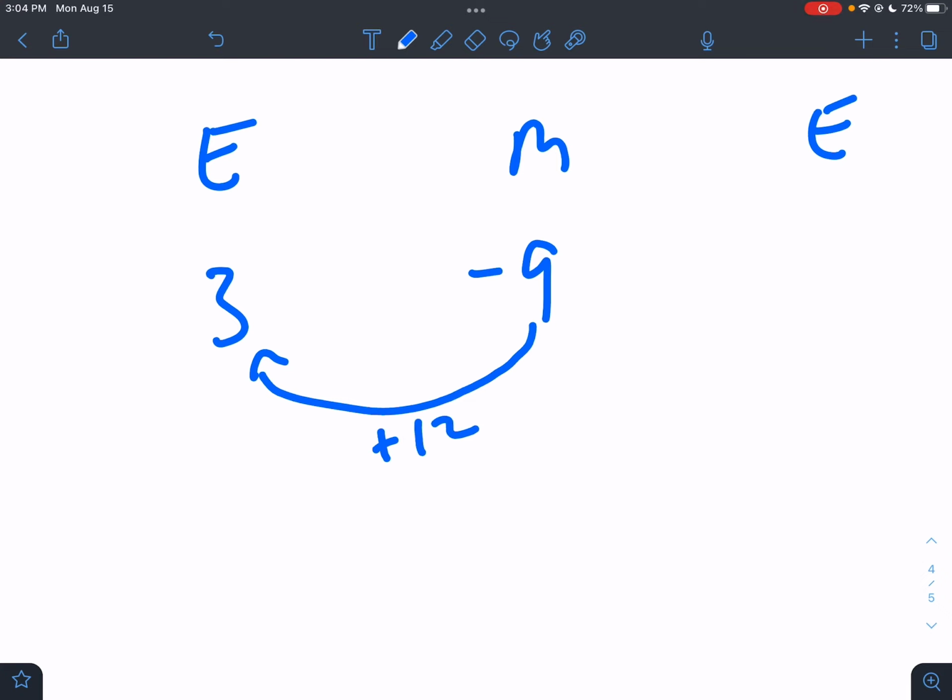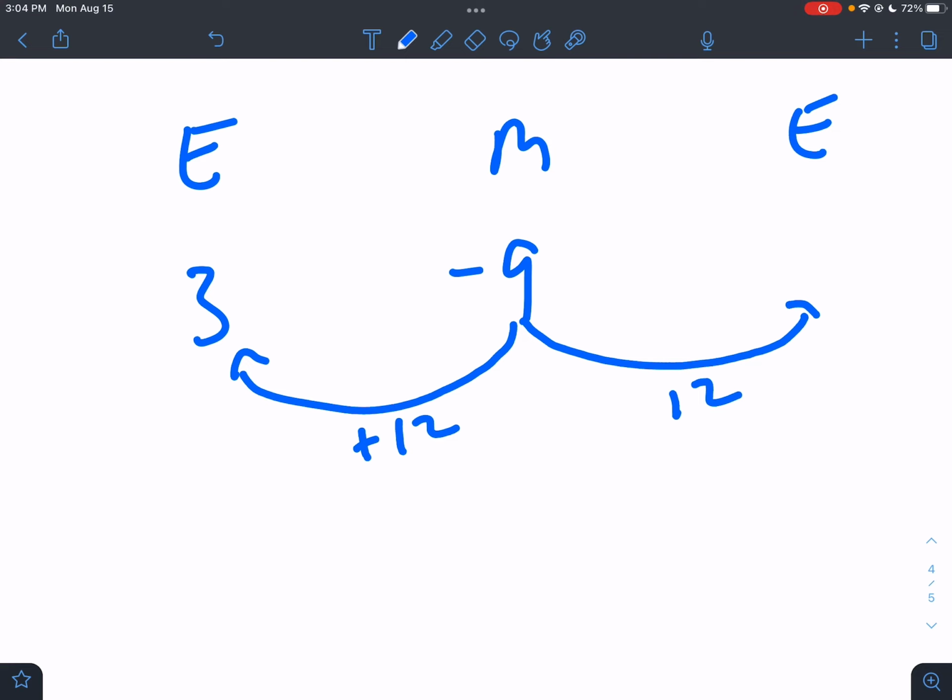So how far would I go to get to the other side? Has to be 12. Has to be the same distance. But if I add 12 again, I'm going to end up at +3 again. I don't want to be at +3. I already have one at +3. I got to be on the other end, so it's got to be -12.